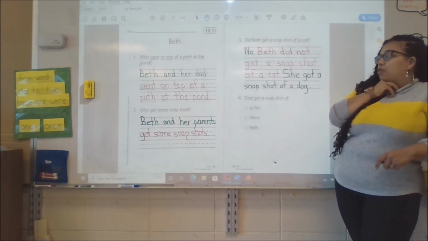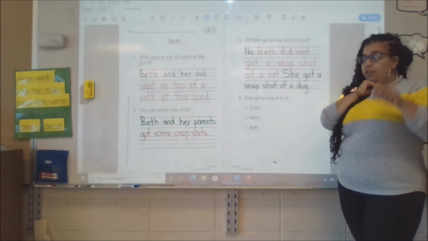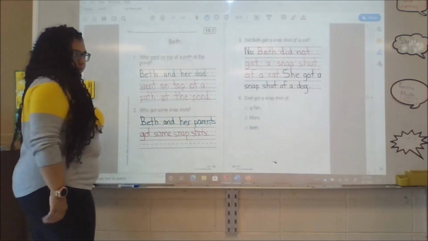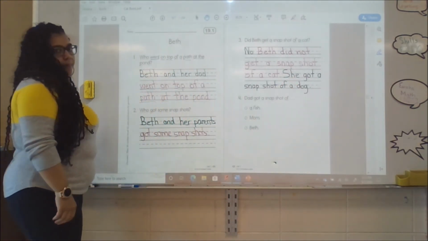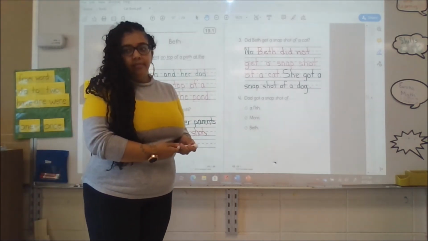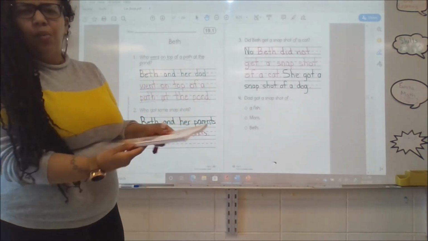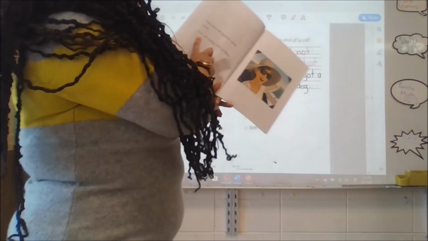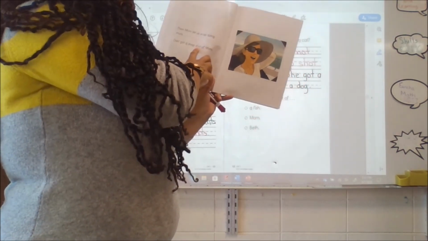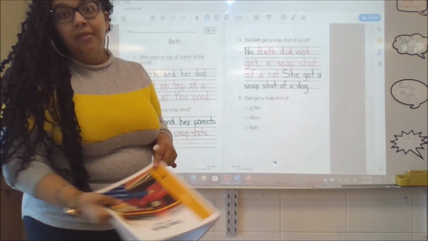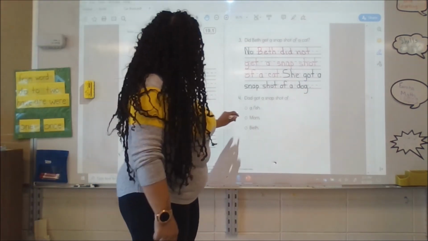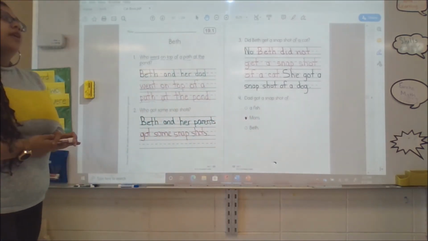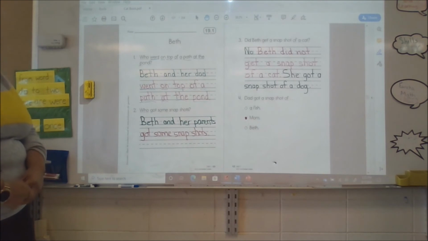And the last question is multiple choice, which means you just bubble in the correct answer. Dad got a snapshot of a fish, Mom, or Beth. I forgot. Where am I going to find my answer, though? Oh, it's in the book. Oh, look, right here. Dad got a snapshot of Mom.